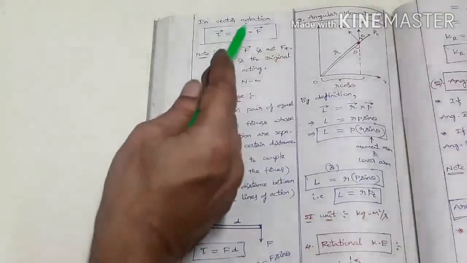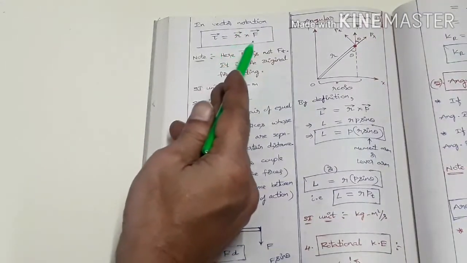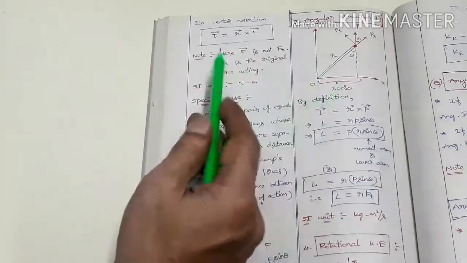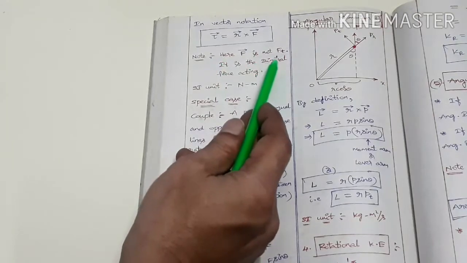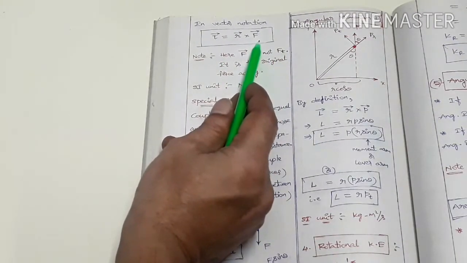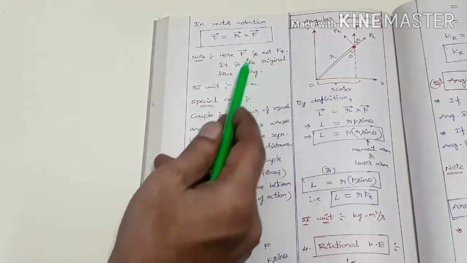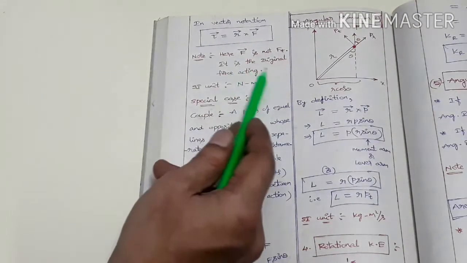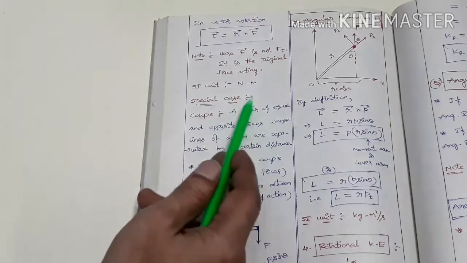In vector notation, tau bar equals r bar cross F bar. Here F bar is not Ft. So this F bar is not the tangential force. This is the original force acting on the mass here. No need of any confusion. It is the original force acting. SI unit is Newton meter.